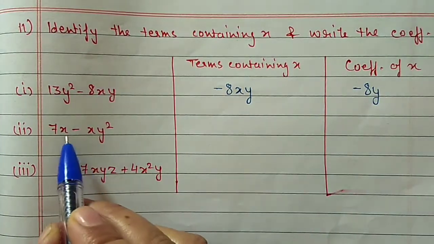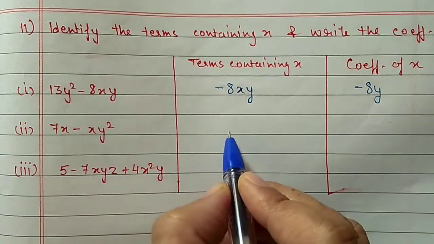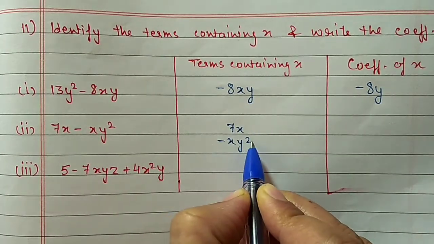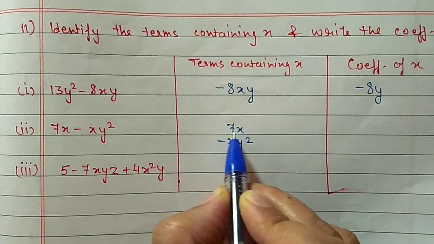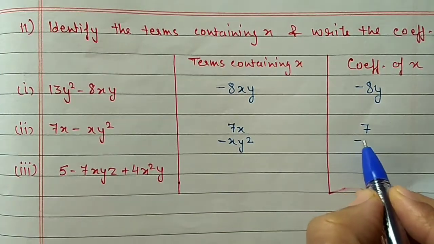In second one we have two terms, first one also having x and second one also having x. So 7x and minus xy square. These are the two terms. For first, coefficient is 7 and for second one, coefficient is minus y square.